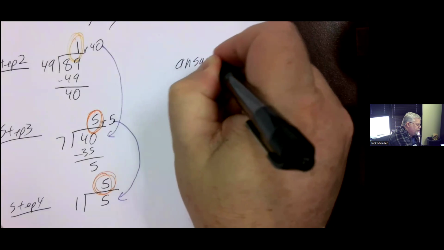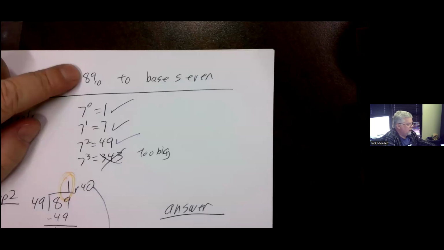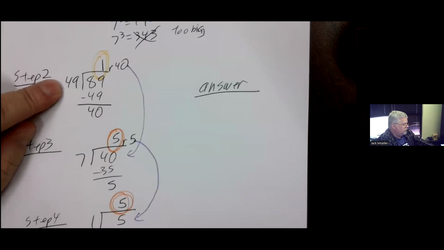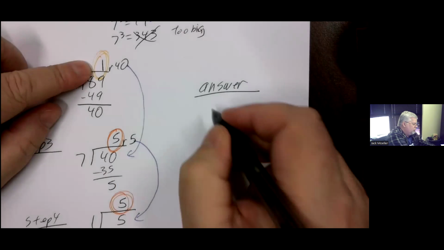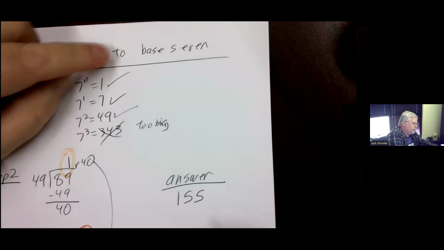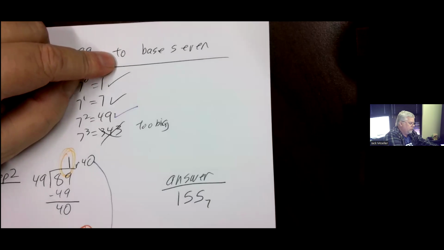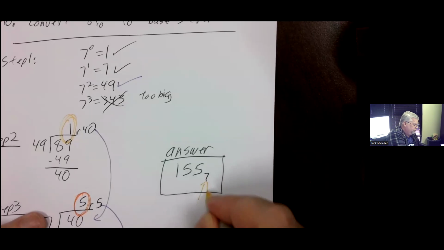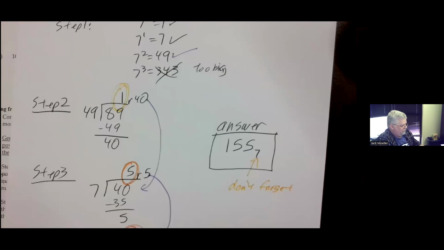All right, so how do we use this information to convert 89 to base 7? So remember, on the left is always our higher power. And so we take our higher power answer and go to the right. So this is 1, 5, 5. We're in base 7 because we're using powers of 7. So don't forget your subscript of 7.